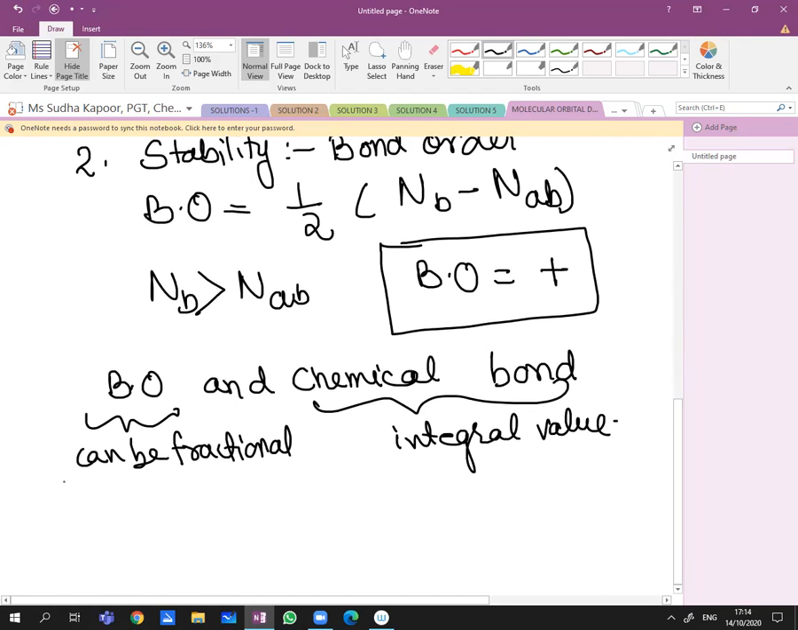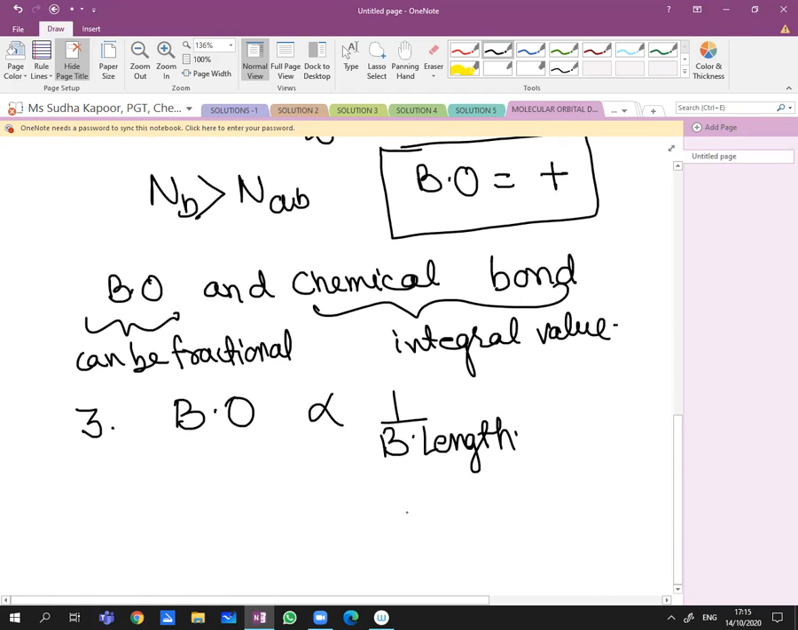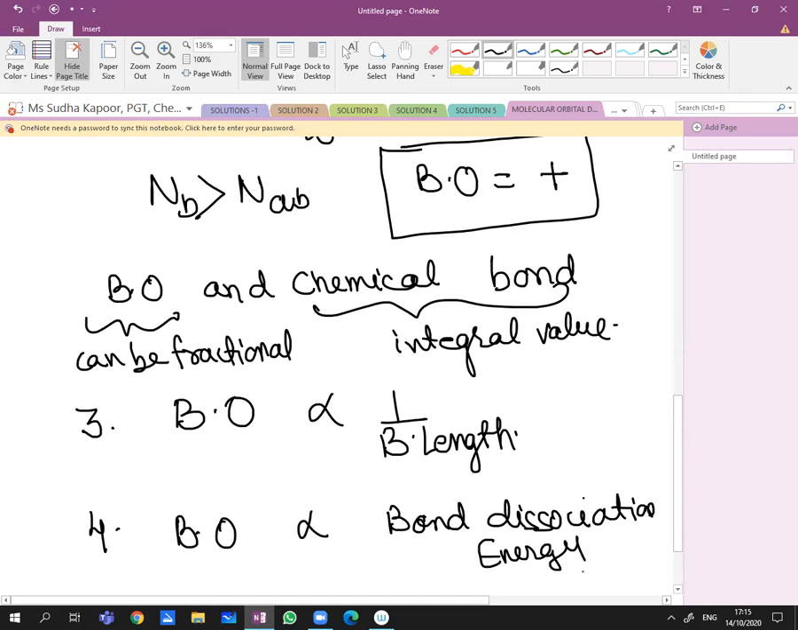Now the third thing, before the diagram, we must remember is bond order in terms of bond length. The greater the bond order, the shorter the bond length. Bond order and bond length are inversely related to each other. Higher the bond order, lesser is the bond length. Now the next one: bond order is directly proportional to bond dissociation energy. A higher amount of energy is required when we have to break a triple bond.